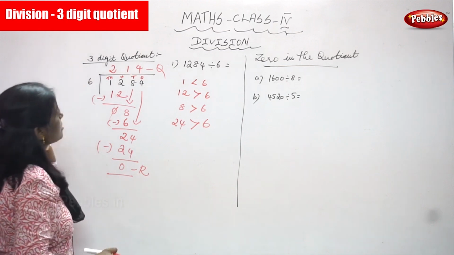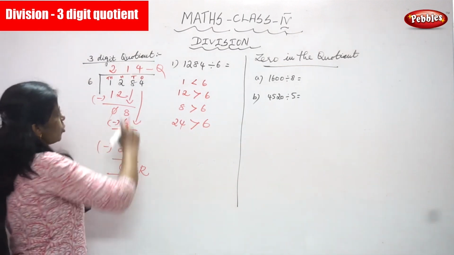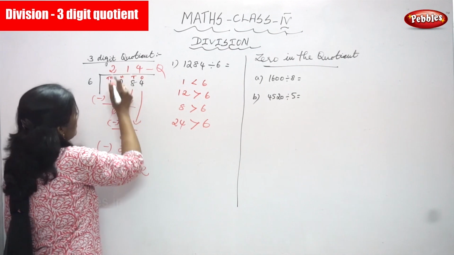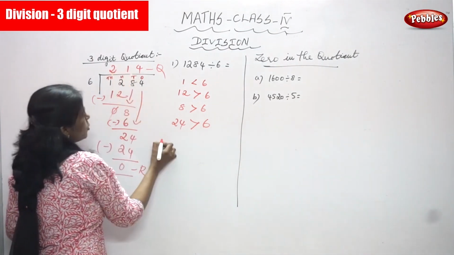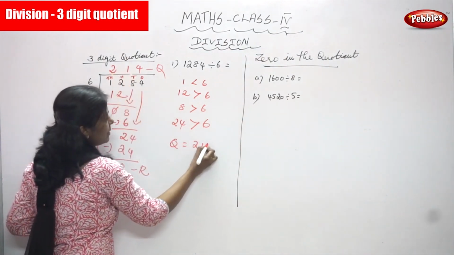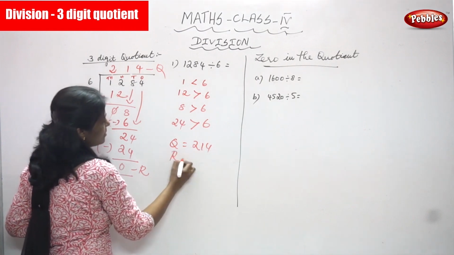And what is the question? I have given a 3-digit quotient. So 1, 2, 3, how many digits? 3 digits. So the quotient is 214, with 2 hundreds, 1 ten and 4 ones, and the remainder is 0.